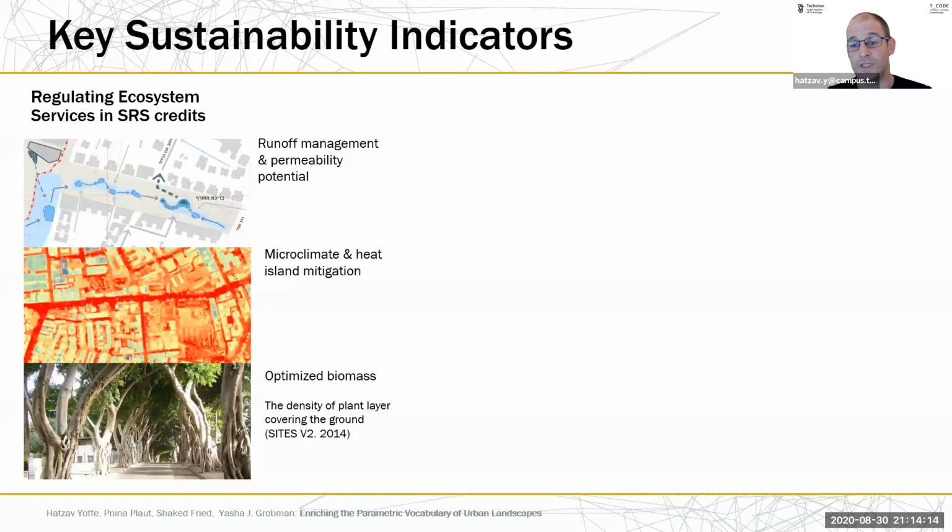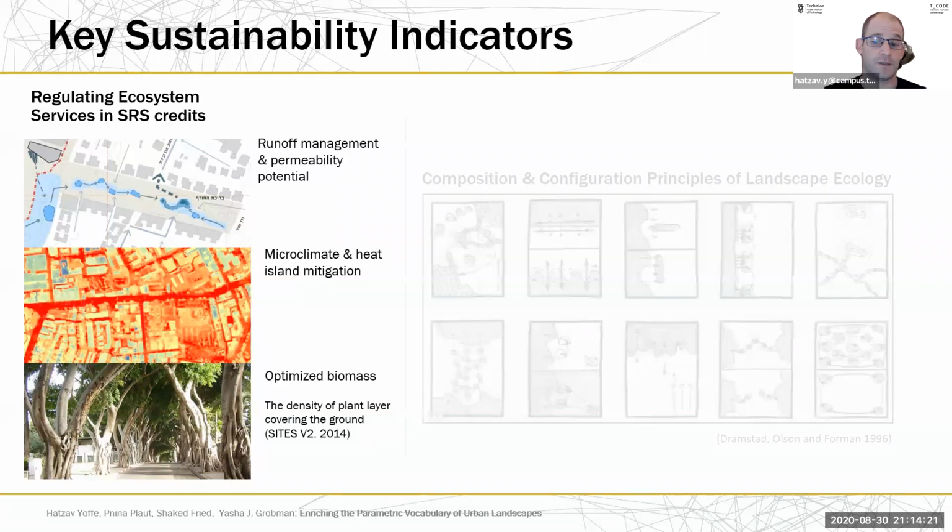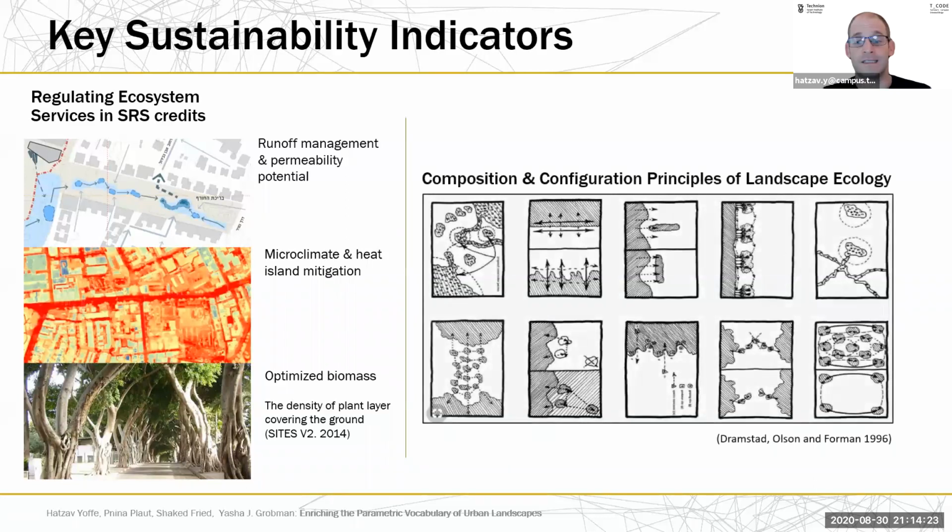In this research project, we chose three key sustainability indicators for landscape performance, all measuring regulating ecosystem services. We are discussing the optimized biomass evaluation credit based on the SITES V2 rating system for landscape development. Optimized biomass is the density of the plant layer covering the ground. This is what we're measuring. Biomass measurement is important because it can indicate ecological attributes of the measured area.